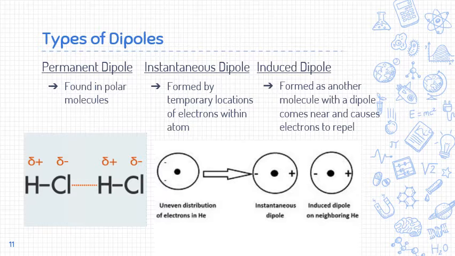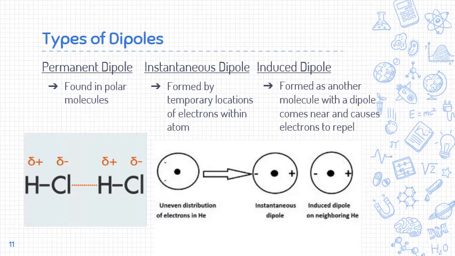So there's three types of dipoles. Our first type is a permanent dipole, and these are the ones that we're most familiar with. These we have found in polar molecules, and they're what I was previously talking about on that last slide there, where we have one atom that is hogging the electrons.